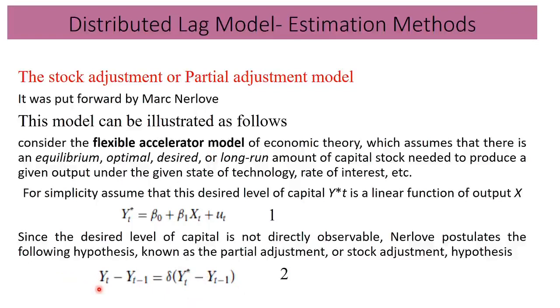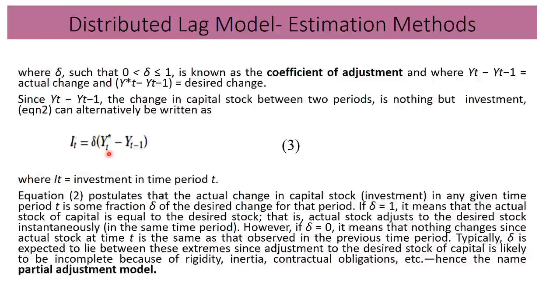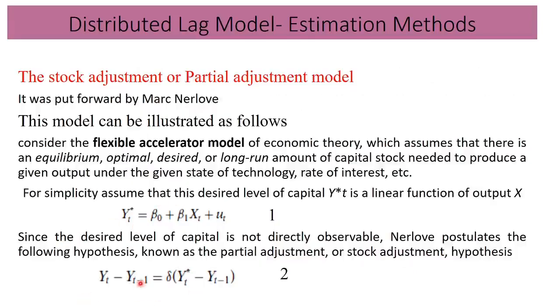That is, the actual change in the stock of capital is the difference between the current and the previous period stock of capital, which is known as the investment. Therefore, this equation can be written as investment It equals delta times Yt star minus Yt minus 1, where It is the investment in period t. This equation postulates that the actual change in capital stock in any given period is some fraction of the desired change for that period. That is, the actual change is proportional, by delta, to the desired change in capital.